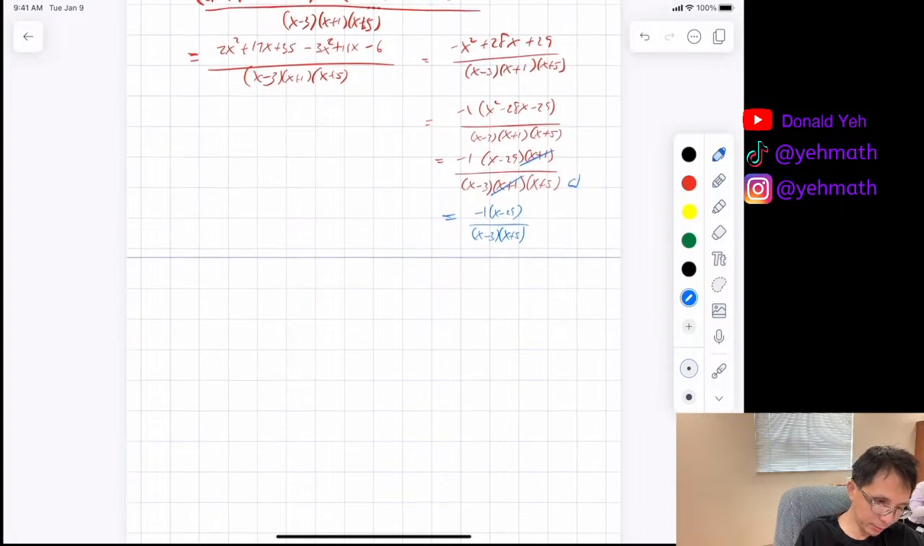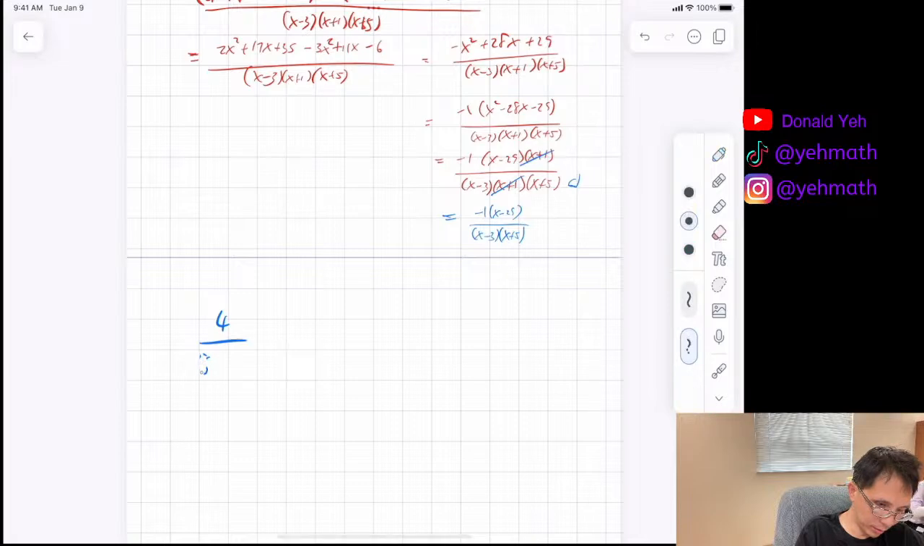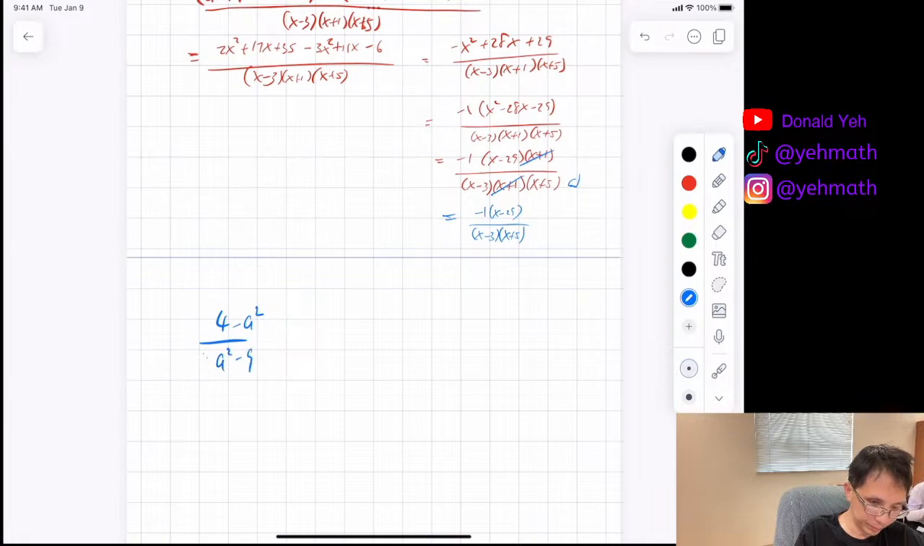37. Okay. 4 minus a squared, over a squared minus 9, minus (a minus 2) over (3 minus a).